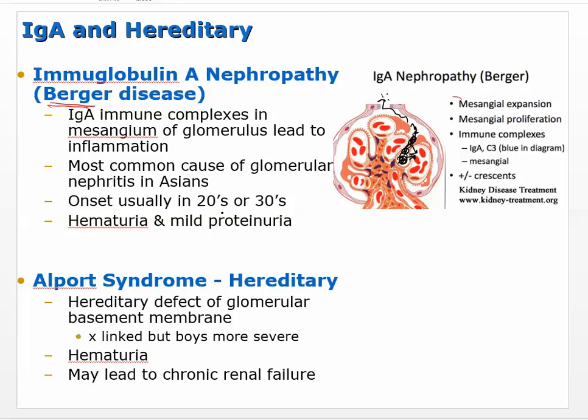Alport syndrome, which is hereditary, and that's actually a defect. It's just sort of made wrong. A defect of the glomerular basement membrane, and it's usually X-linked, which means that it's on the X chromosome, but boys are more severe because they only have one X chromosome. Meanwhile, girls have two X chromosomes, so they have a backup. Boys do not. And again, blood in the urine may lead to chronic renal failure.